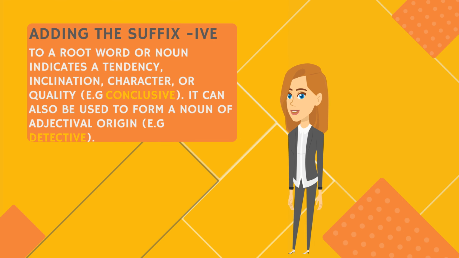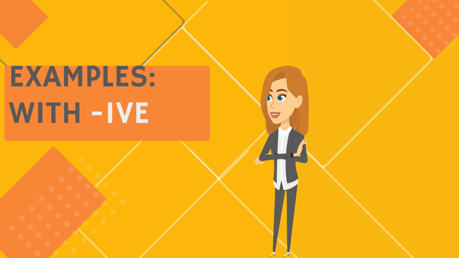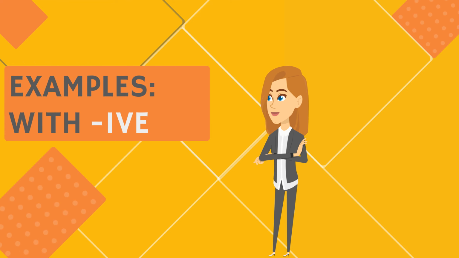Adding the suffix IVE to a root word or noun indicates a tendency, inclination, character, or quality. For example, conclusive. It can also be used to form a noun of adjectival origin. For example, detective. Let's see some examples of words using the suffix IVE.